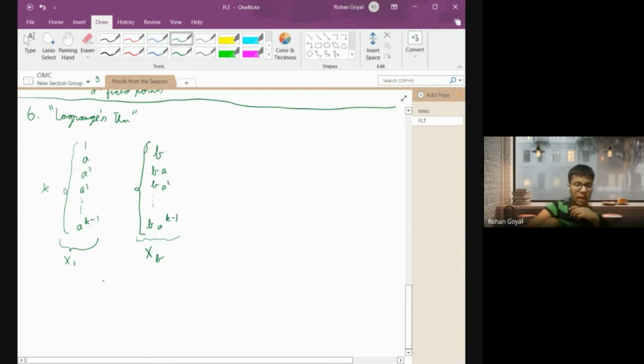Now I claim either X_i equals X_j or X_i intersection X_j is empty. For any i and j, either X_i is X_j or they are completely different. Just a revision, X_1 is just 1, a, a squared, a cubed all the way up till a to the k minus 1, where a to the k is equal to 1 mod p.